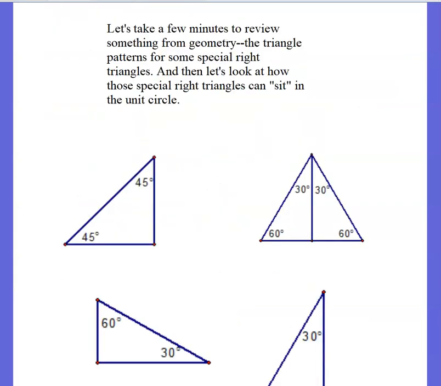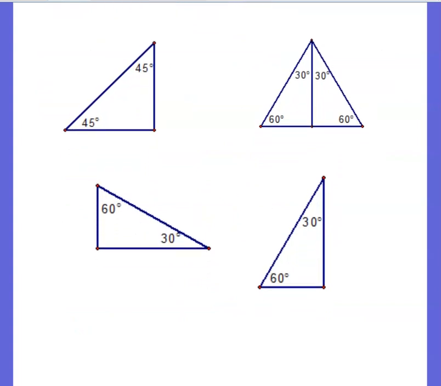Let's just review. We're going to use these special right relationships a lot. So I just want to review these so you guys can have these in your memory from last year. So special right triangles, we have 45, 45, 90 triangles, and we have 30, 60, 90 triangles. Okay, so let's see what you remember.